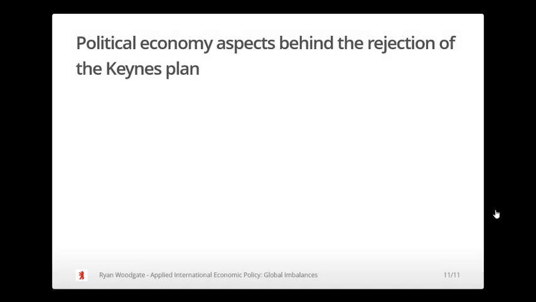Of course, the Keynes plan is not in effect. It was not in effect, and it's still not in effect. And a good question is why, and this is what I'll just finish on now. And of course, when a good economic idea doesn't come to fruition, you must think about the politics of the idea, and that's what we'll just do on this last slide here.